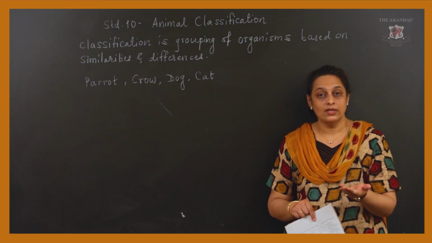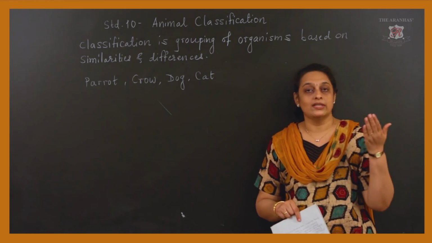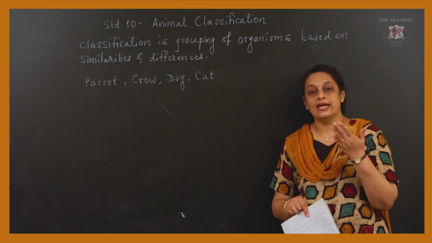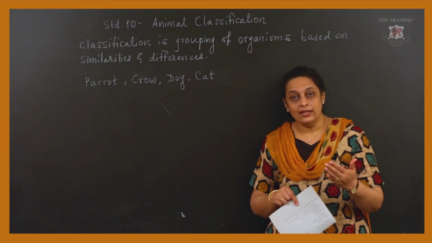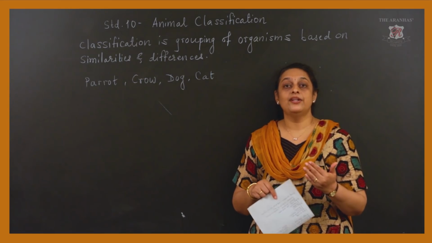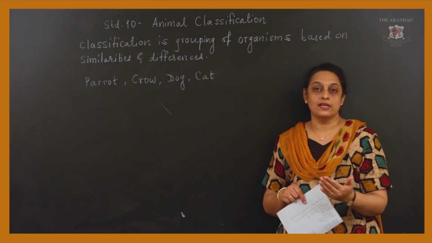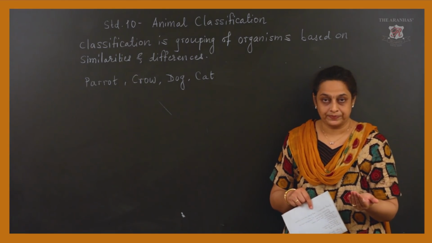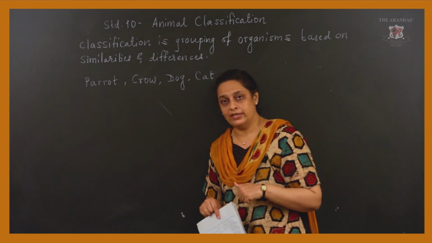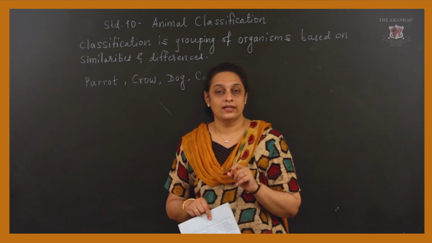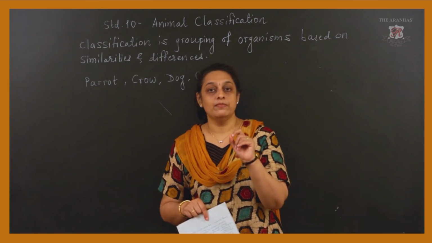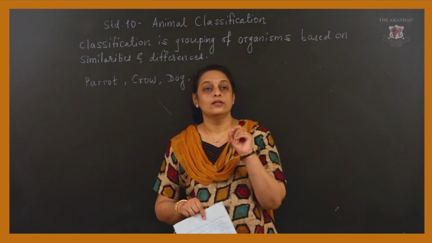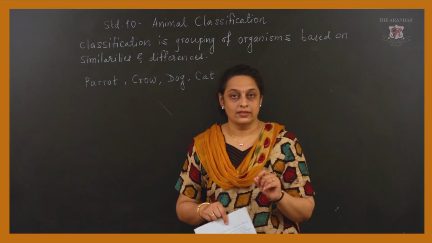So this is how the path of evolution, or the direction of the evolution, can also be studied. You can even study the interrelationship of organisms through classification. And another important thing in classification is that organisms are assigned names, that is called nomenclature.